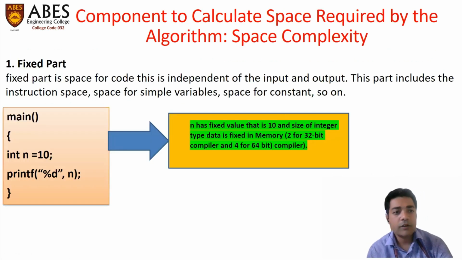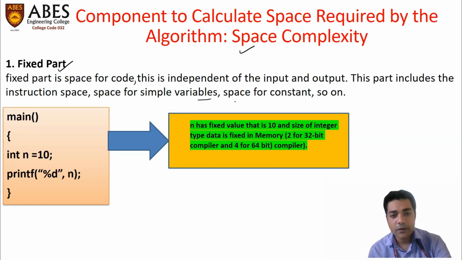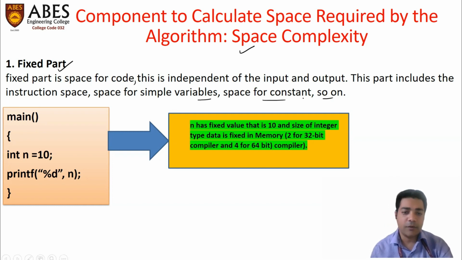Now there are the components to calculate the space required by the algorithm, that is, how to calculate space complexity. Before going into that, let us see what the fixed part is. Now let's see the definition. The fixed part is the space for code. This is independent of the input and output. This part includes the instruction space, space for simple variables, space for constants, and so on. Now what do these lines mean?